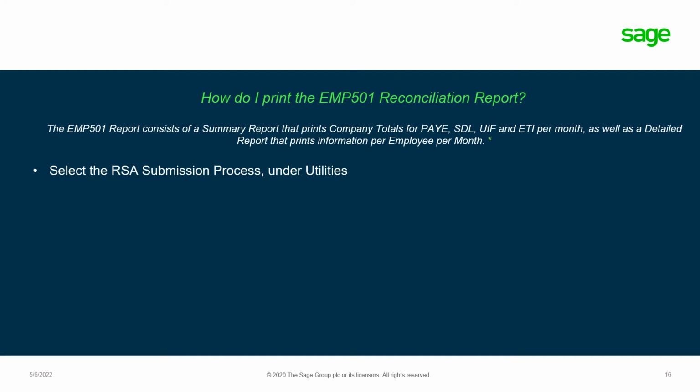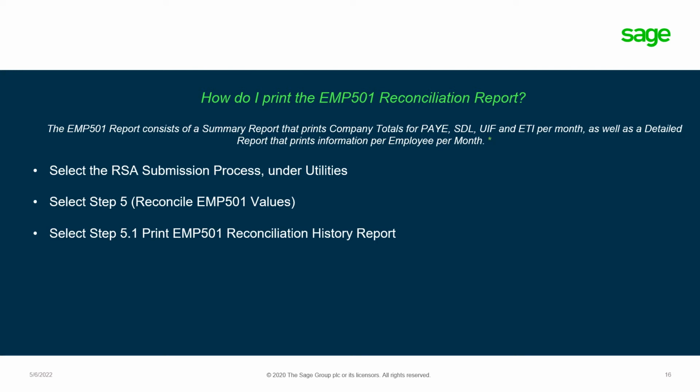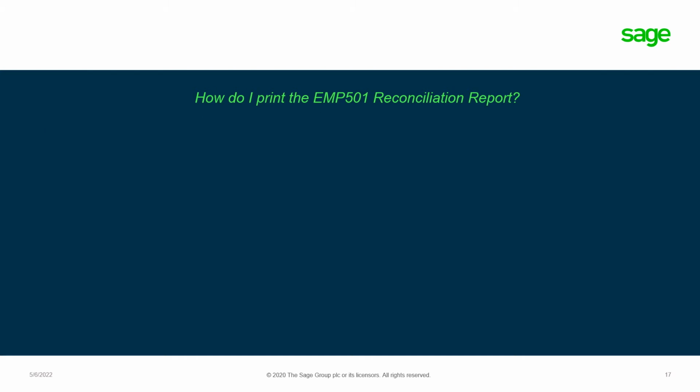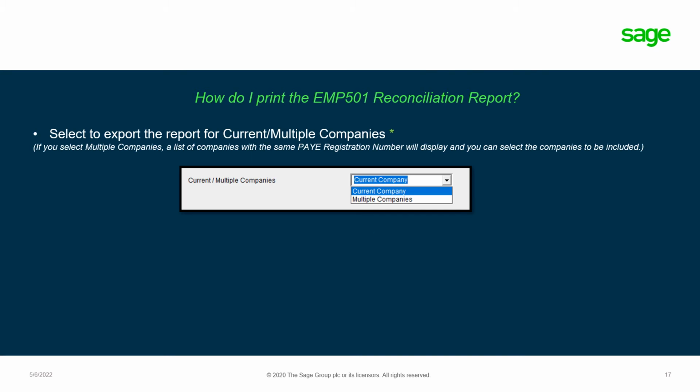To print the report, select the RSA submission process under Utilities. Select Step 5, Reconcile EMP 501 values. Select Step 5.1, Print EMP 501 Reconciliation History Report. Select reconciliation periods March to February. Select to export the report for current or multiple companies.